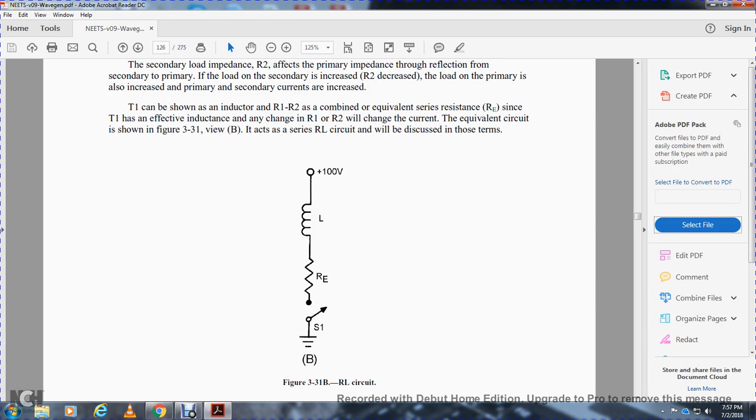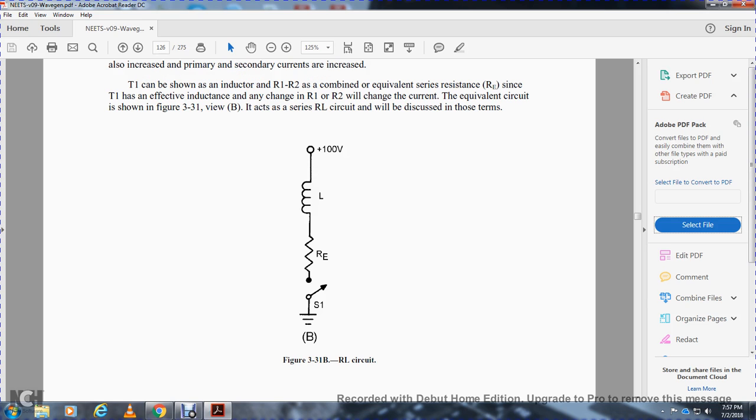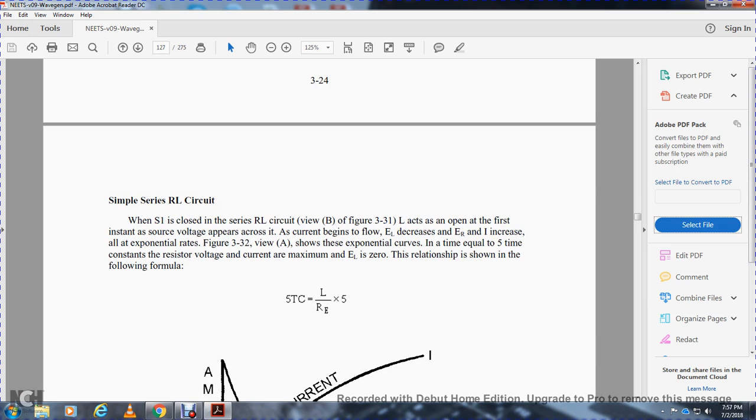The transformer can be shown as an inductor with resistors 1 and 2 in an equivalent series circuit, as shown in figure 331 view B. We'll discuss the RL circuit in these terms. The simple series RL circuit. When switch S1 closes in the series RL circuit, view B, the source voltage appears across the circuit. Current begins to flow, and the voltage across the inductor and resistor and the current increase in an exponential rise.